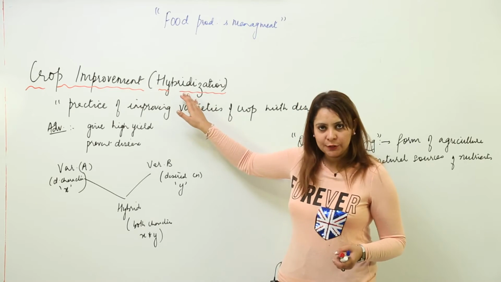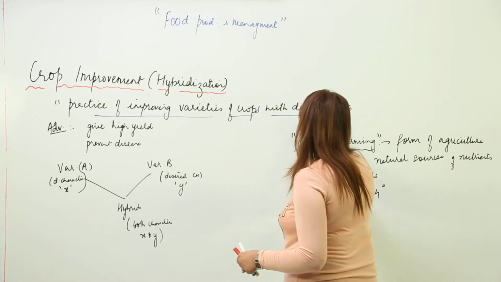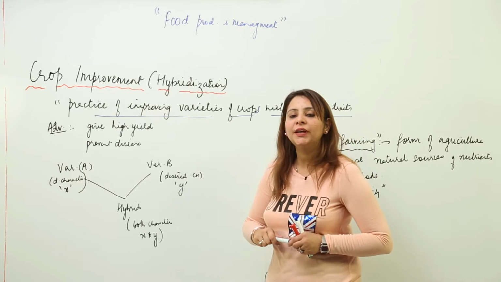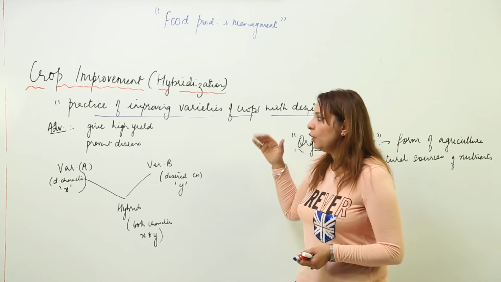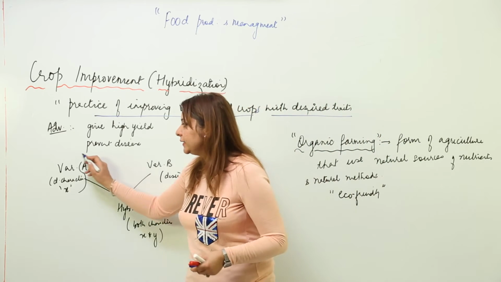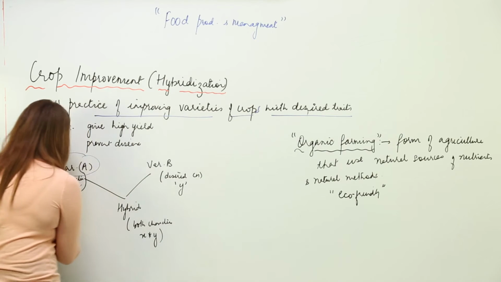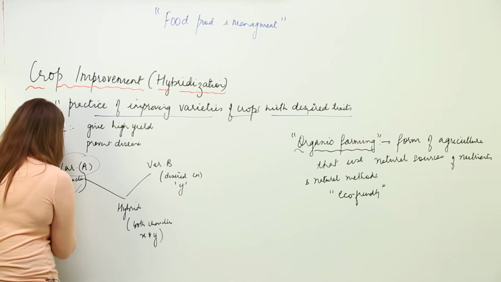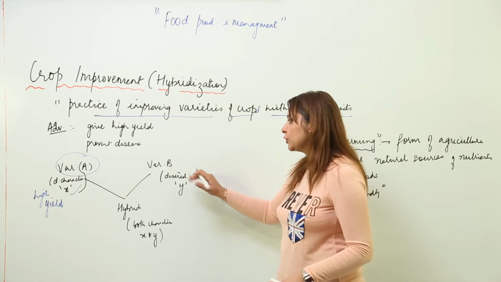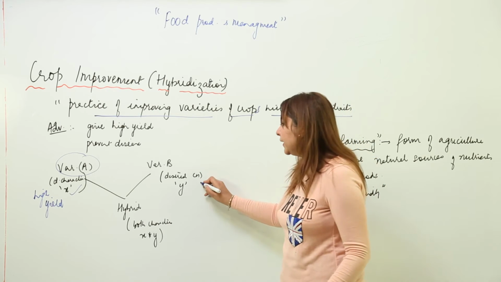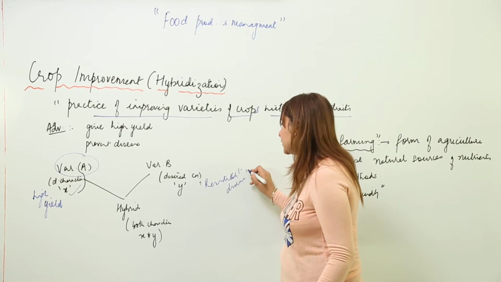So what is hybridization? It is the practice of improving varieties of crops with desired traits. So it is a practice by which we can actually have a desired variety with desirable traits. How we do it is, suppose I select a variety A, it has a desired character, let's say X. Let's say that the desired character is that it gives high yield. And we have selected another variety also. Let's say it has desired character Y. Let's say it has resistance to disease. That means it is less prone to disease.